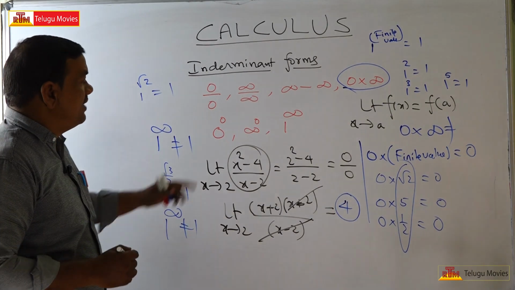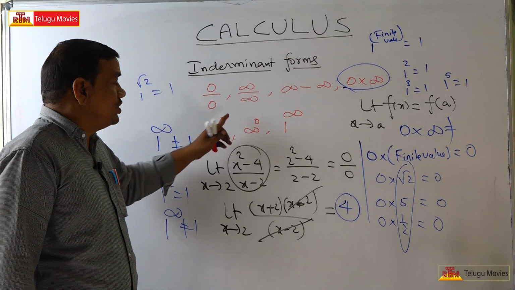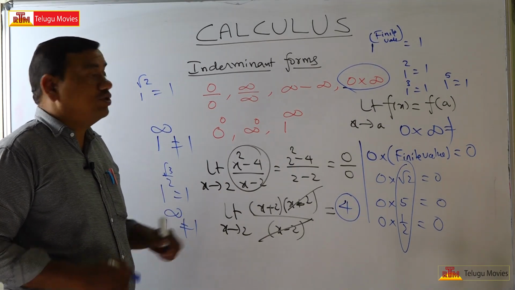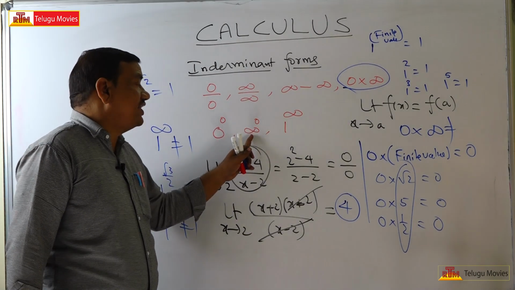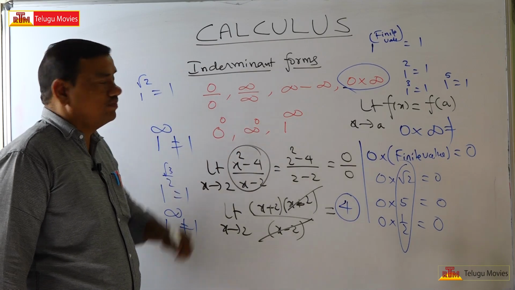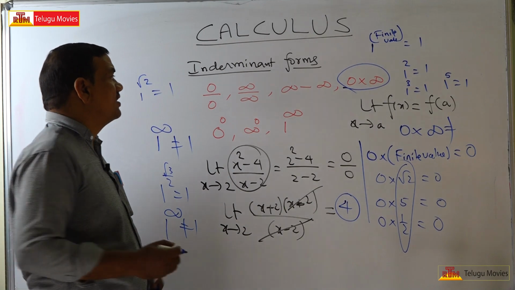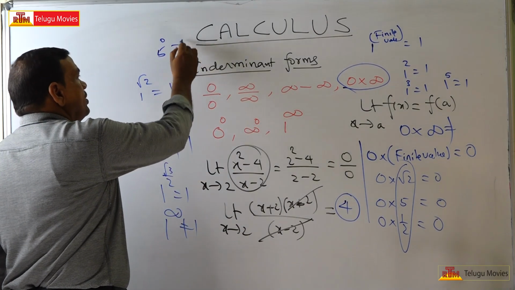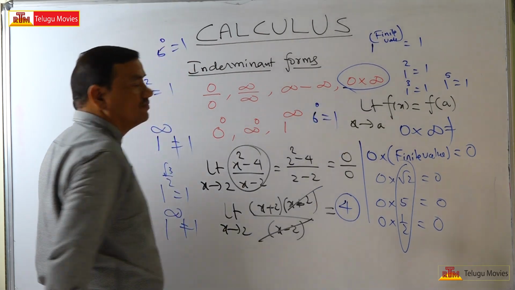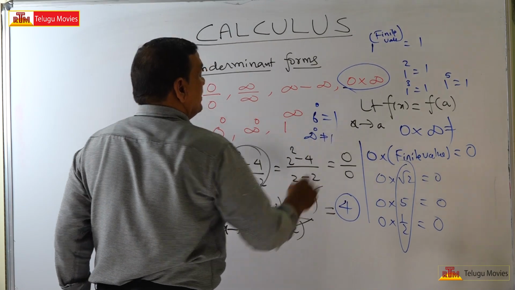Understand? Same here also, 0 to the power of anything is 0? No, 0 to the power of 0 is an indeterminate form. Infinity to the power of 0 is also an indeterminate form. Generally students think otherwise. If it is 5 to the power of 0, its value is 1. 6 power 0, its value is 1. But infinity to the power of 0 cannot be equal to 1.